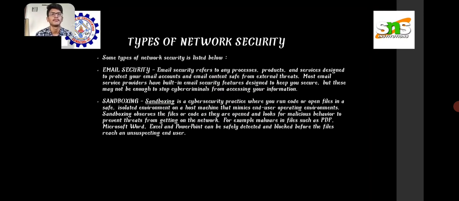Types of network security. Below we can see some types of network security. Email security. Email security refers to any process, products and services designed to protect your email accounts and email content from external threats. Most email security providers have built-in email security features designed to keep you secure, but these may not be enough to keep cyber criminals from accessing your information. A protocol called SMTP, that is Simple Mail Transfer Protocol, is also used to secure mails.